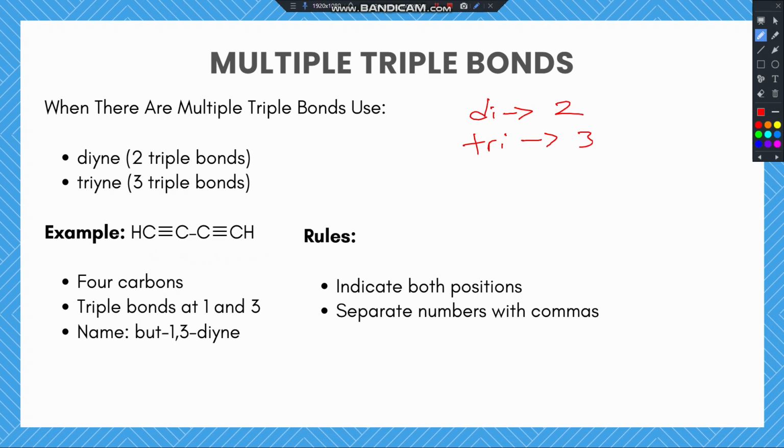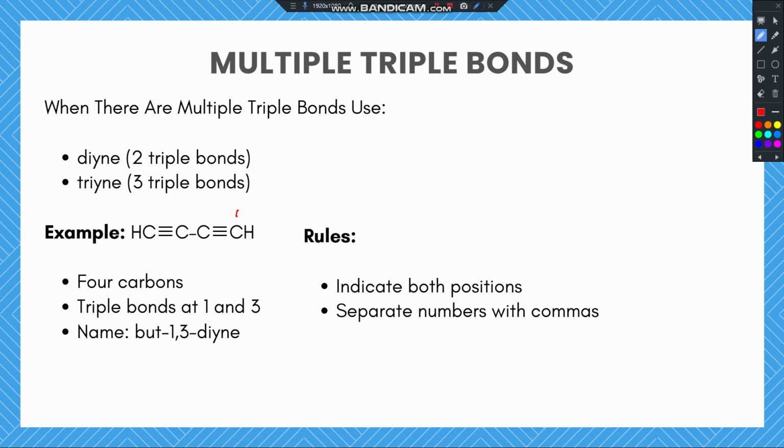Now, the first thing to do would be to number the parent chain that contains the carbon atoms. 1, 2, 3, 4. 4 carbon atoms gives us the parent name BUT. Now, what is the location of the triple bonds? The first triple bond is located on carbon number 1, and the second triple bond is located on carbon number 3. Now, if we decide to count from the right to the left, the triple bonds will also be located on carbon number 1 and carbon number 3.